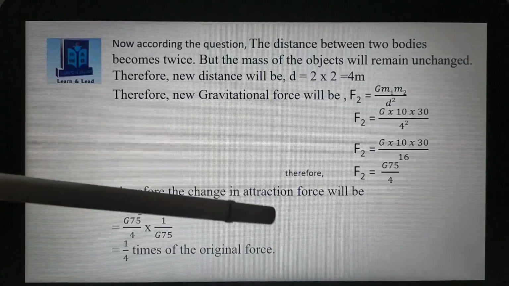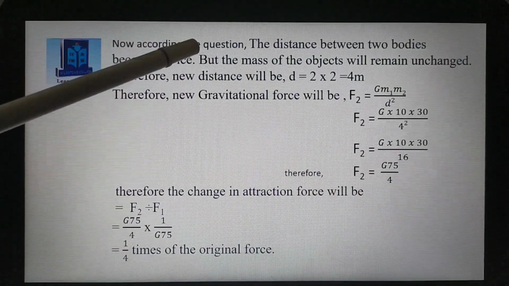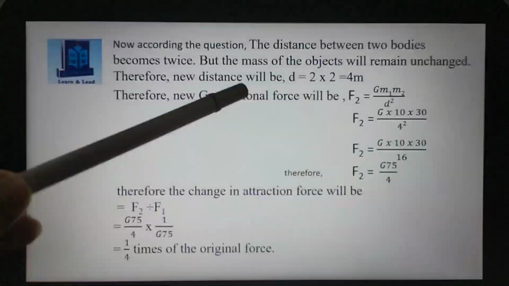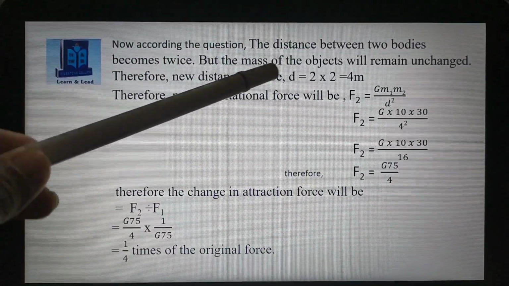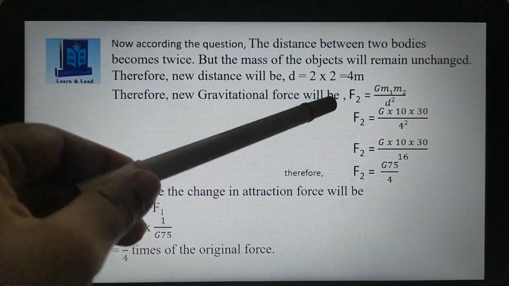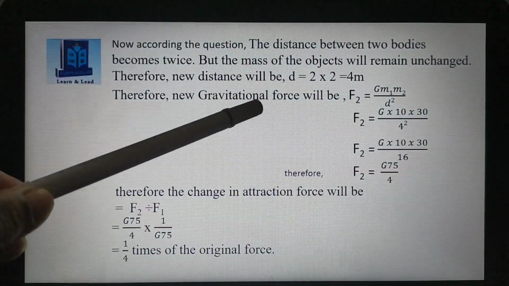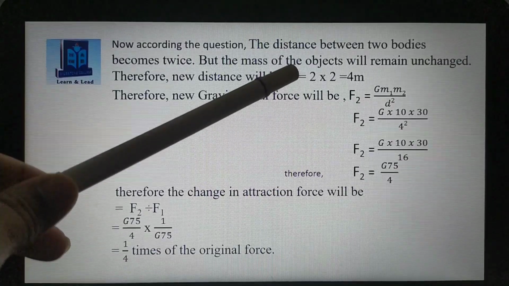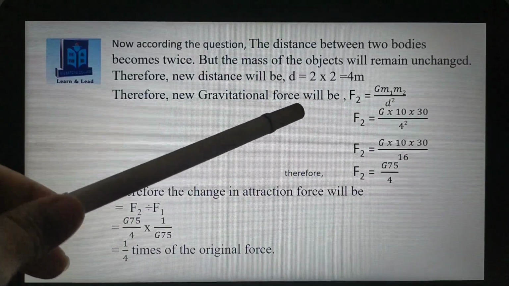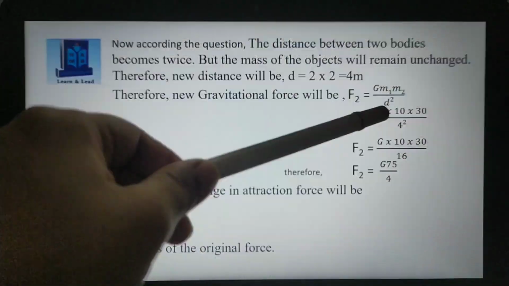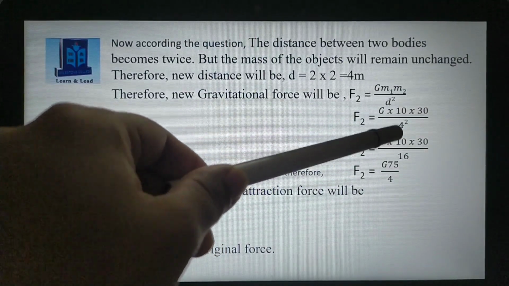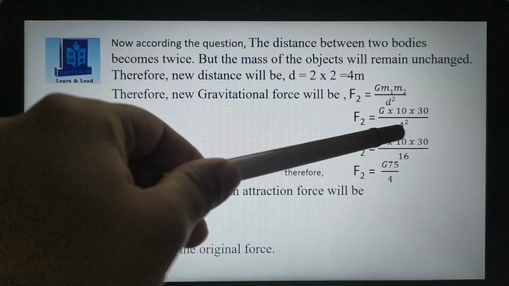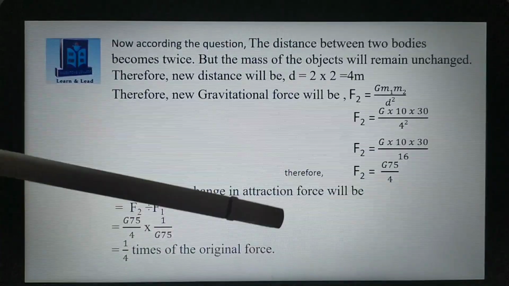So what is the second part? What is told in the question is that the distance of the two bodies becomes twice. So we will make the distance twice. As the distance changes, we will get a new gravitational force. So what will be the new gravitational force? In the place of d squared, we will write the value 4, the changed distance. Applying this, we will get the value.